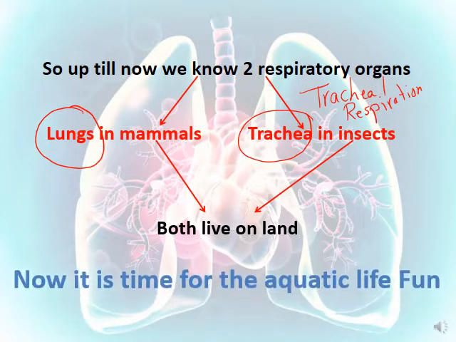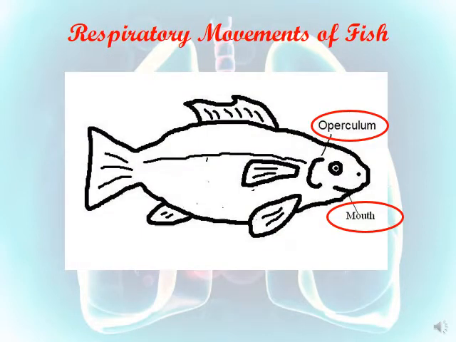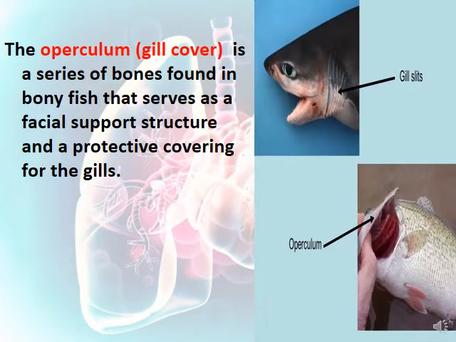So what about the aquatic life? Let's move to the fish. Respiratory movements of the fish. The fish says, it's my turn. Let's talk about the fish. Fish has two important parts. It has the mouth and it has a part called the operculum. What is the operculum? Operculum is the gill cover. It's a series of bones found in the bony fish that helps in protection of the gills.